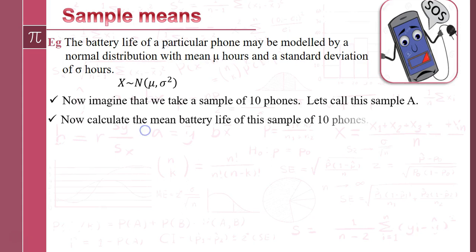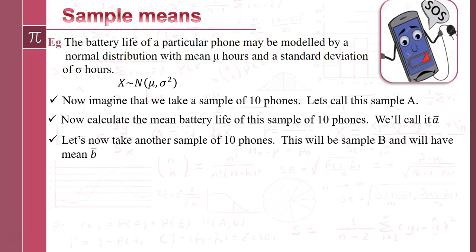And let's take those 10 phones and calculate the mean battery life of those 10 phones. And so that gives us what I'm going to call A bar, the average of those 10 phones. And now I'm going to take another sample of 10 phones, a different sample, I'm going to call this one sample B. And that's going to have a mean of B bar. And let's just keep going with this process.